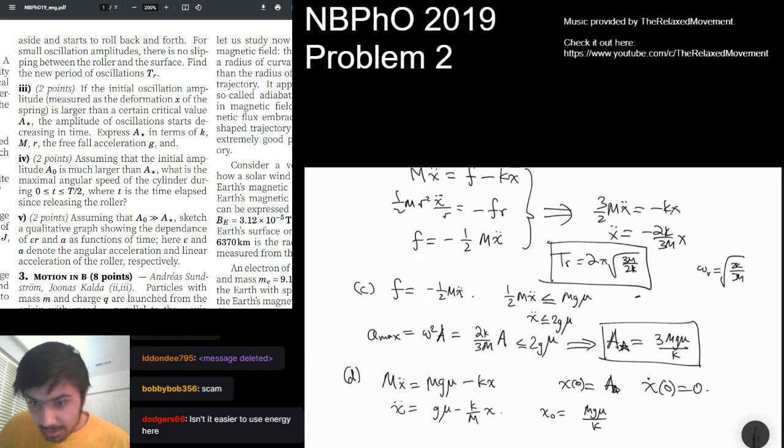Okay, great. Isn't it easier to use energy here? Maybe, but I don't see what's wrong with my approach. I'm confused just because I'm not using rotational anywhere, but I think it's fine. So maximum speed x0 is when you pass through the equilibrium point, I guess.